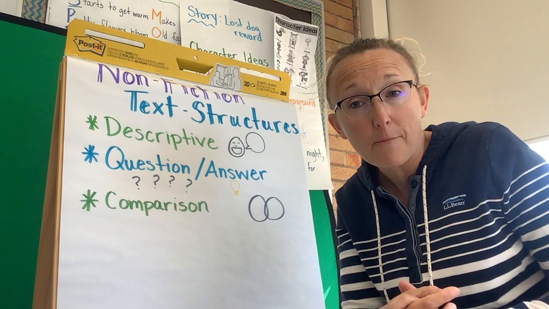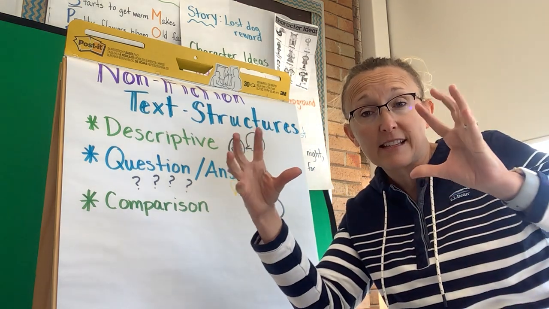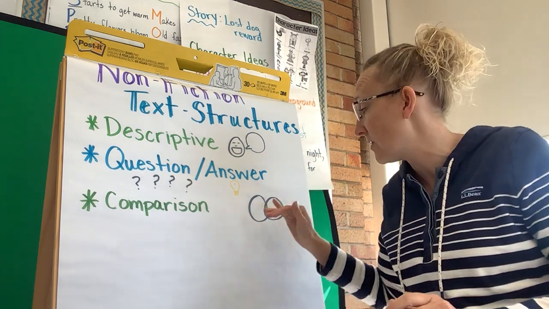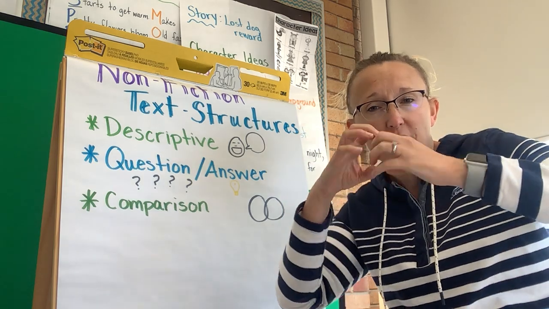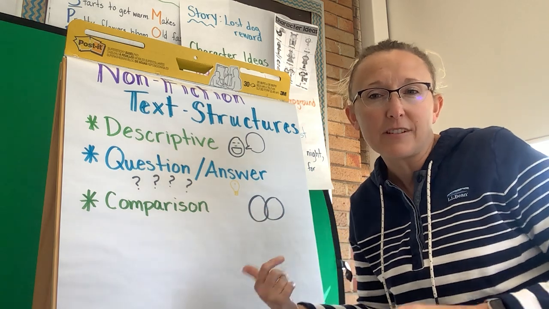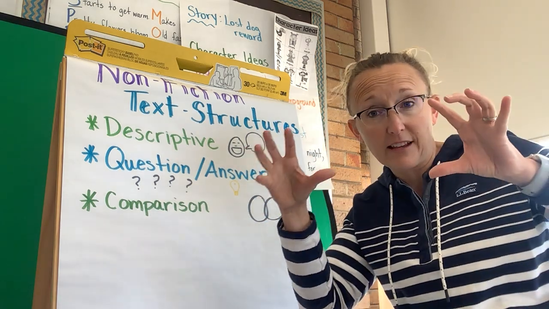Today we're going to talk about comparison books. So a comparison is when you have two separate things and you talk about how they are alike and how they are different. And so I drew two circles because two circles is when they intersect or they overlap, that's called a Venn diagram. And that is something that we use a lot when we compare, because we've got two separate circles, two separate things.